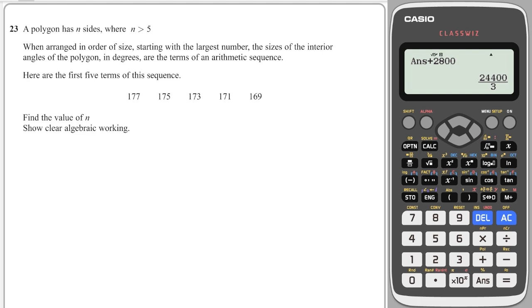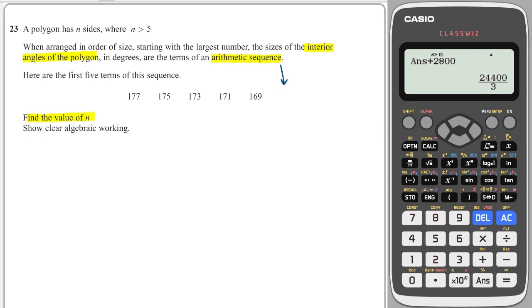Okay, this is Edexcel's attempt at trying to scare everyone by combining two topics and asking it in a way where it's not clear how to start. So let me try and explain it the best I can. It says that a polygon has n sides where n is greater than 5. When arranging in size order, starting with the largest number, the interior angles of a polygon form an arithmetic sequence. And here are the first 5 terms. Find the value of n out of nowhere. It's like, how on earth do you get started?